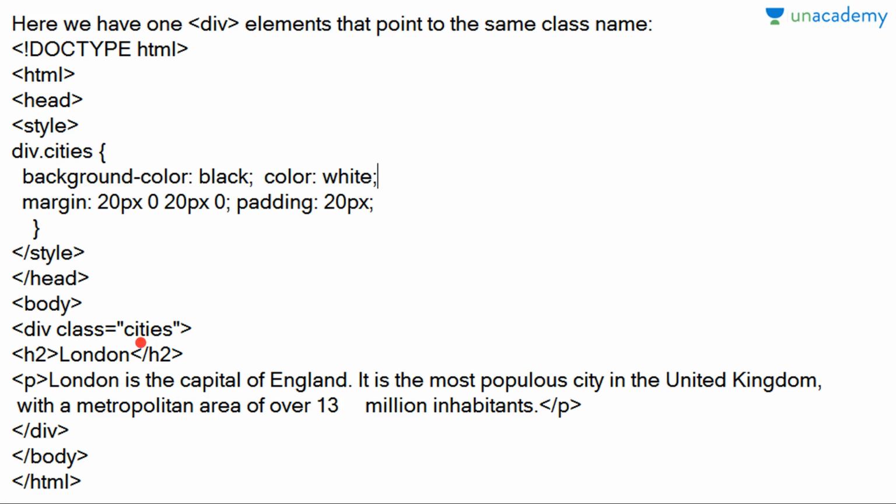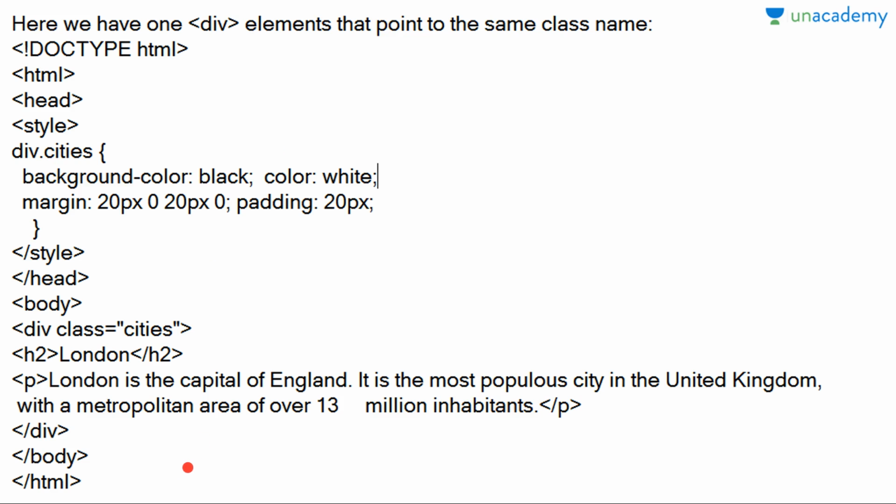Then we close the style tag, then we close the head tag. We start with the body tag, div class equals cities, h2 London, h2 close. P, London is the capital of England. It is the most populous city in the United Kingdom with a metropolitan area of over 13 million inhabitants. P tag close, div tag close, body tag close, HTML tag close. Now we have closed the root element, meaning the code is ready to run, and you can try this code in your own editor. You can copy this from the text editor and use it.